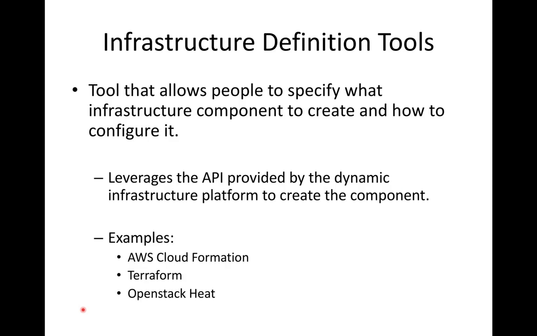The second component is an infrastructure definition tool. This is a tool that allows someone to specify how that infrastructure should be configured on the dynamic infrastructure platform. The infrastructure definition tool leverages the API that is provided by that dynamic infrastructure platform. It leverages that API to generate the infrastructure resources. Examples of these sort of tools include AWS CloudFormation, which we'll talk about in this lecture. Another tool, which is very popular, called Terraform. Terraform is made by HashiCorp, and then there's also OpenStack Heat and a variety of other tools available in the marketplace.